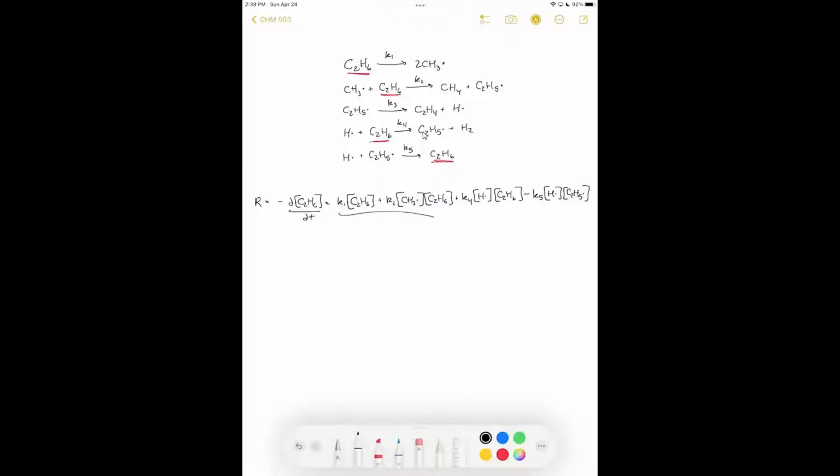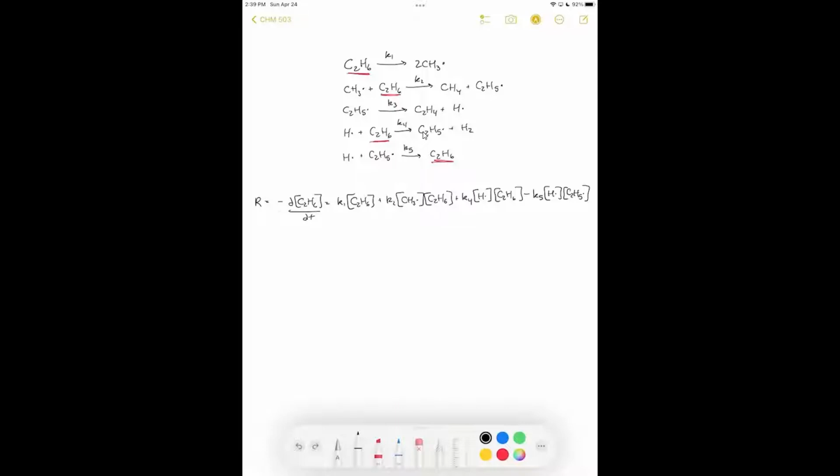Now, you may be concerned because our signs are all backwards here. In these first 3 steps, we're consuming, in this one we're making, but we've done plus and then minus. That's because in this case, we're setting this equal to the negative change of C2H6. So if we get rid of that negative, the signs restore themselves to how we expect them to be.